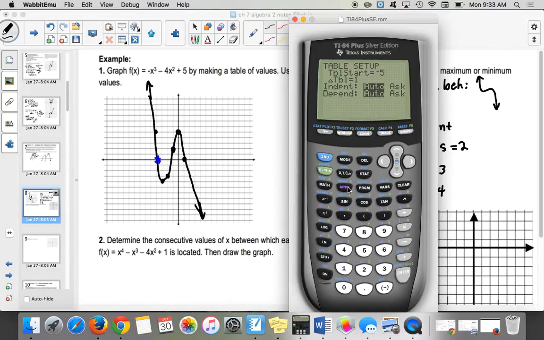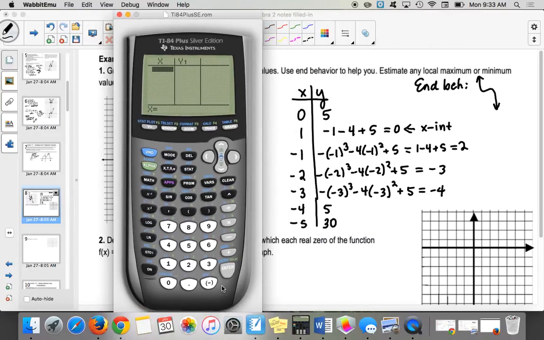So if I do second table set, I want it so the independent isn't on auto, but instead it's on ask. If you do that, it will always be set up like that unless you need to go back in and change it. When you now go into table, it's blank, and you can put in whatever values you want.